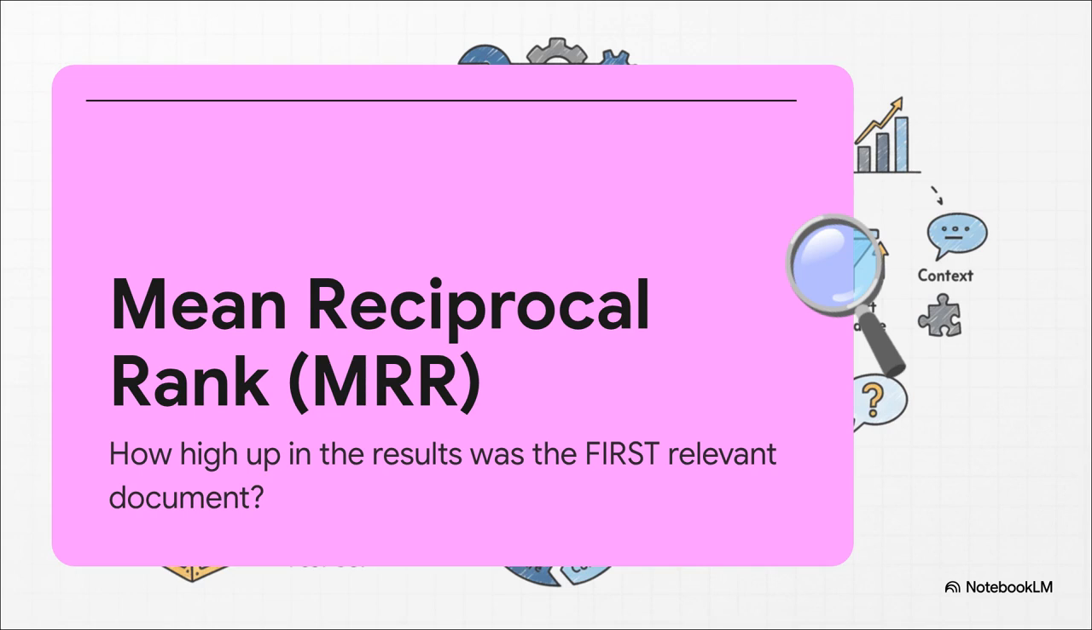And finally, for retrieval, we have mean reciprocal rank, or MRR. This one is all about the user experience. It heavily rewards you for putting the single best answer right at the top, at rank 1. If the best document is at rank 3, your score drops. This metric brutally punishes systems that bury the good stuff.